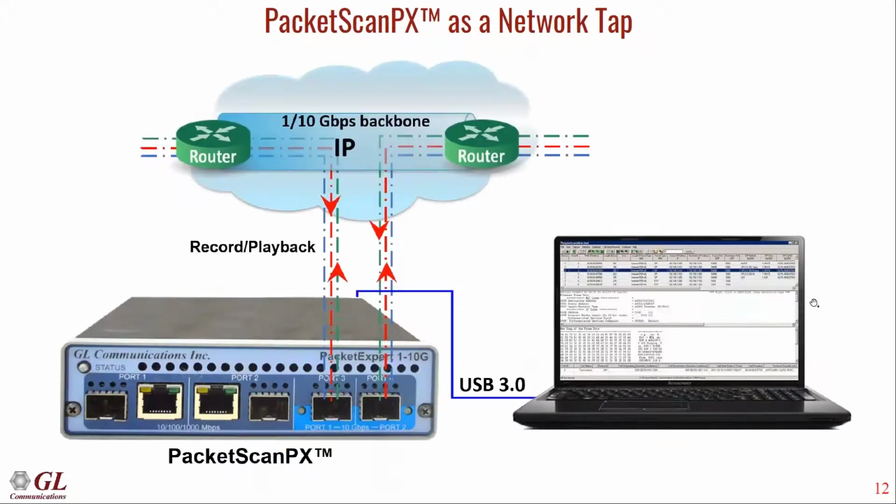Another mode is where it acts as a network tap. Here the 2 ports act as a bypass. They pass the traffic through the 2 ports. Whatever comes in goes to the other port, and vice versa. This happens at wire speed, both 1G and 10G. But you can also apply a filter, copy the packets of interest, and then transfer them to the PC for analysis. So these are the two modes. As shown here, you can tap into a 1G or 10G backbone. The two nodes connected here don't notice anything in between, because PacketScanPX acts in a very transparent mode, passing the traffic at wire speed.